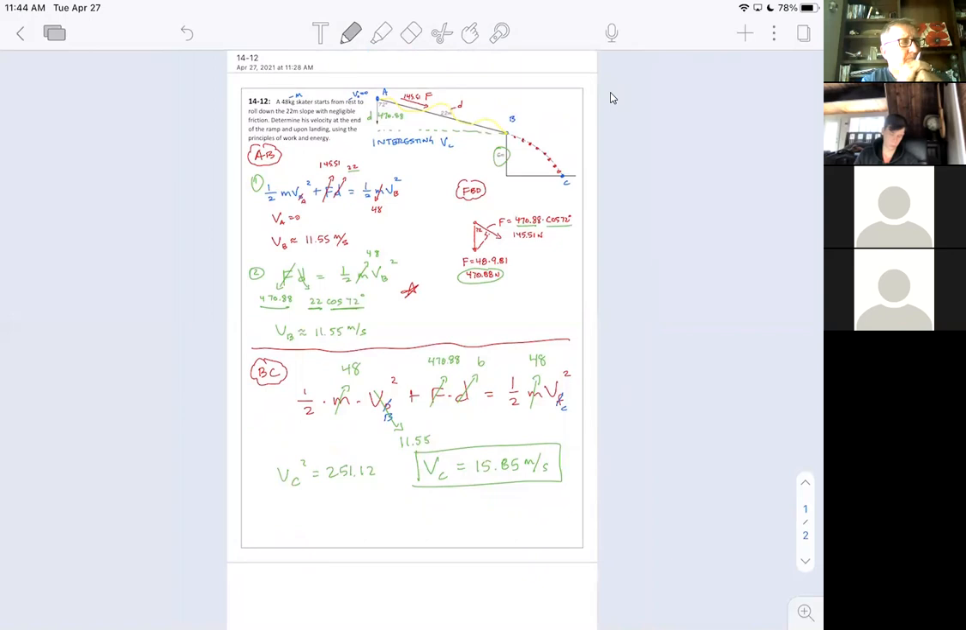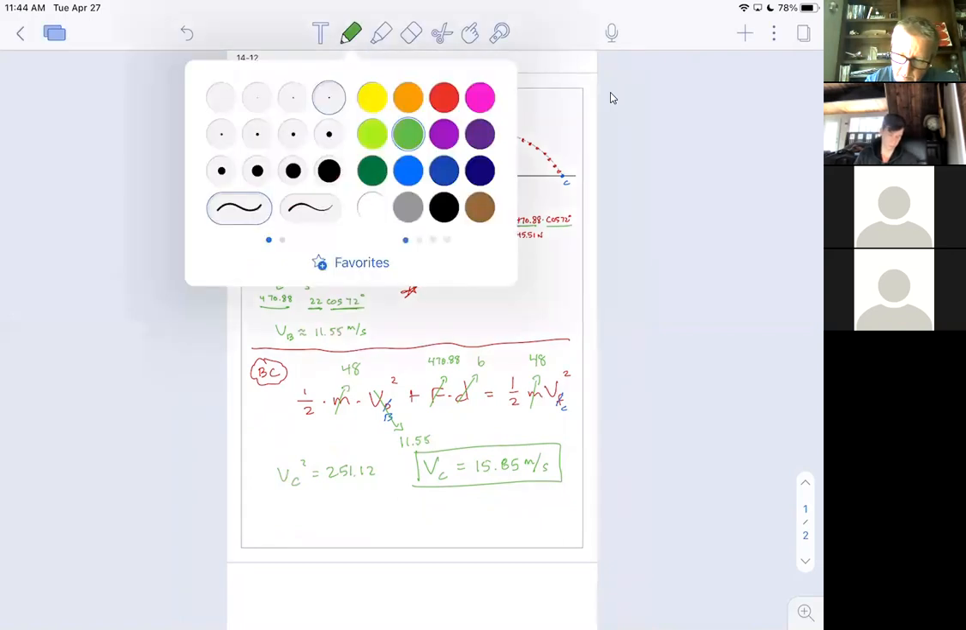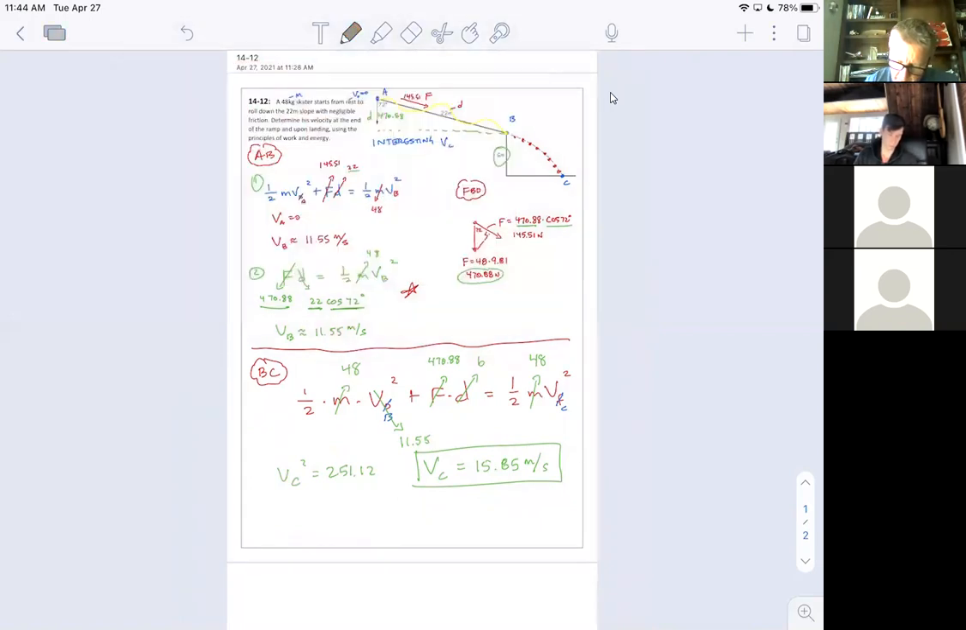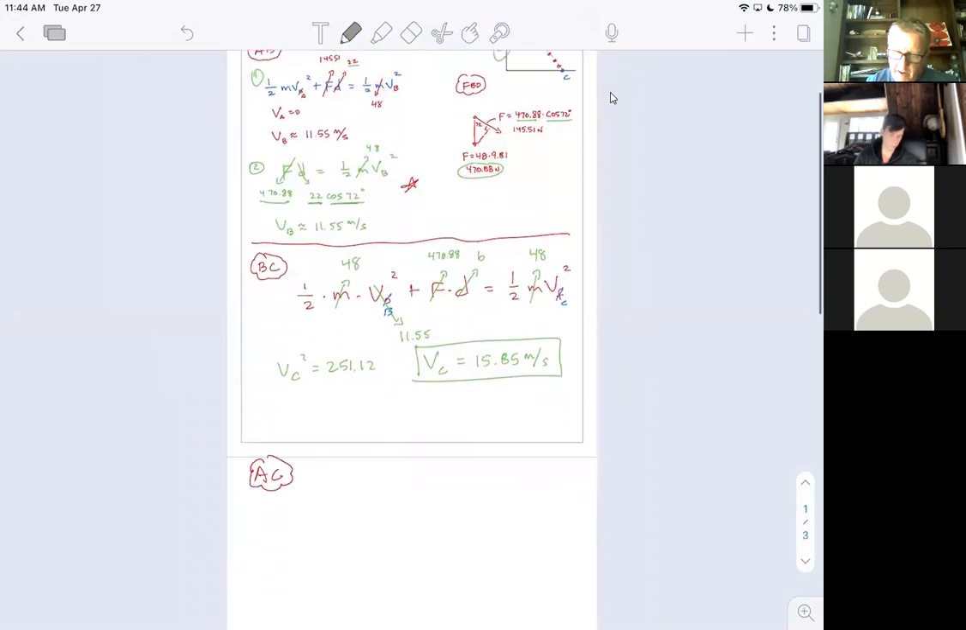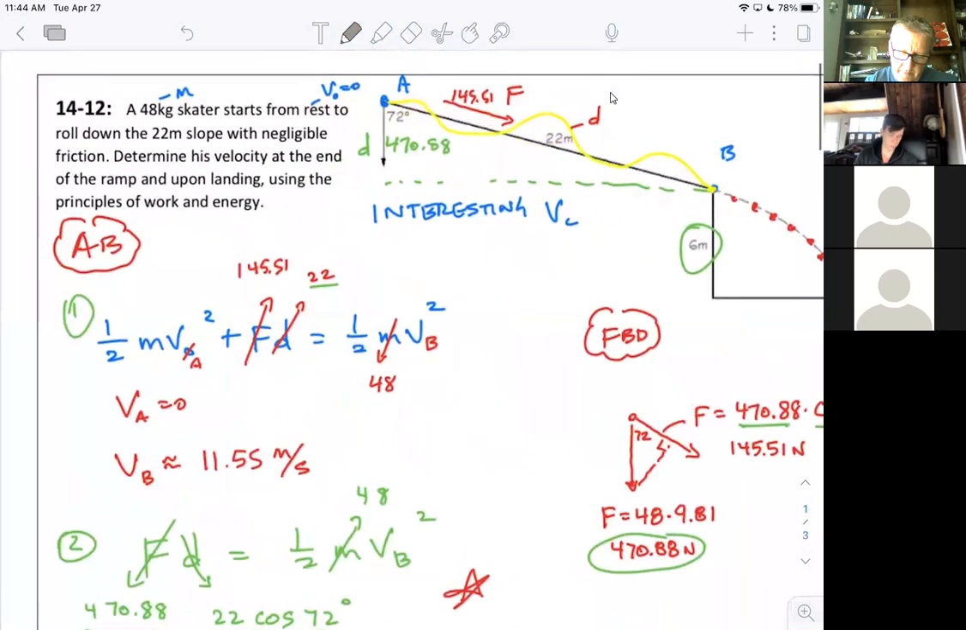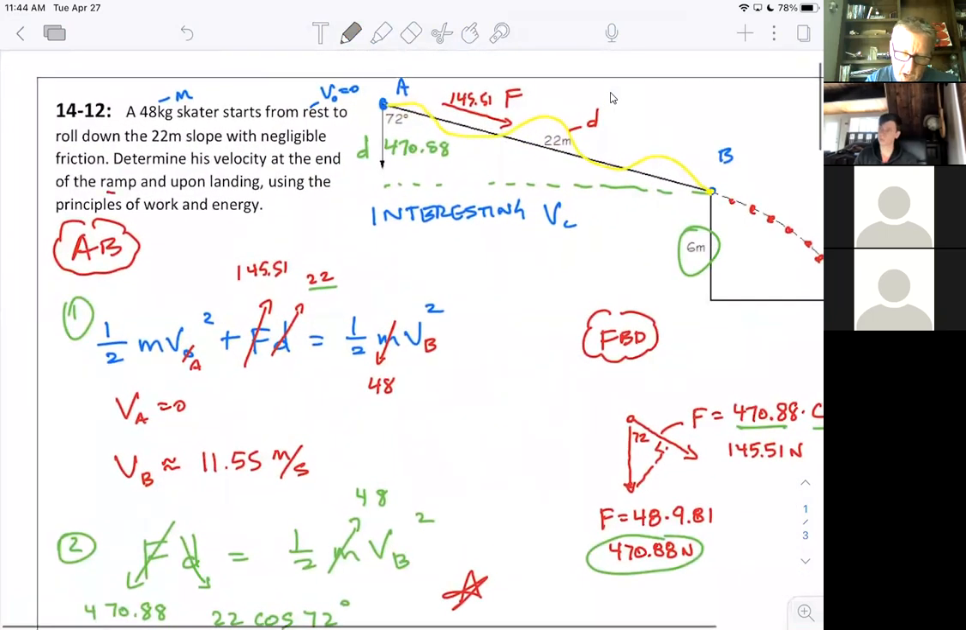So that's kind of cool. Irrespective, it didn't make any difference. And for that matter, as I mentioned a second ago, let's just speed this whole process up and go straight from A to C. In this case, I asked, what's the velocity at the end of the ramp and on landing? So I've answered both of those now.